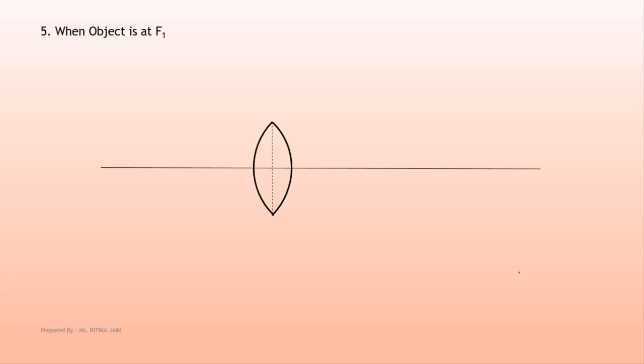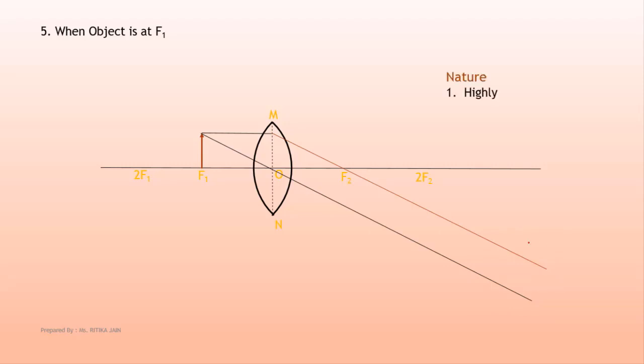Next case, when object is at f1. Parallel beam of light after refraction passes through f2. Another line which is passing through optical center. Now you can see these two refracted light rays are parallel to each other. So they will not meet at any point. So the nature of image, highly enlarged image we will obtain. Image will be formed at infinity. Okay. And it is again real and inverted.